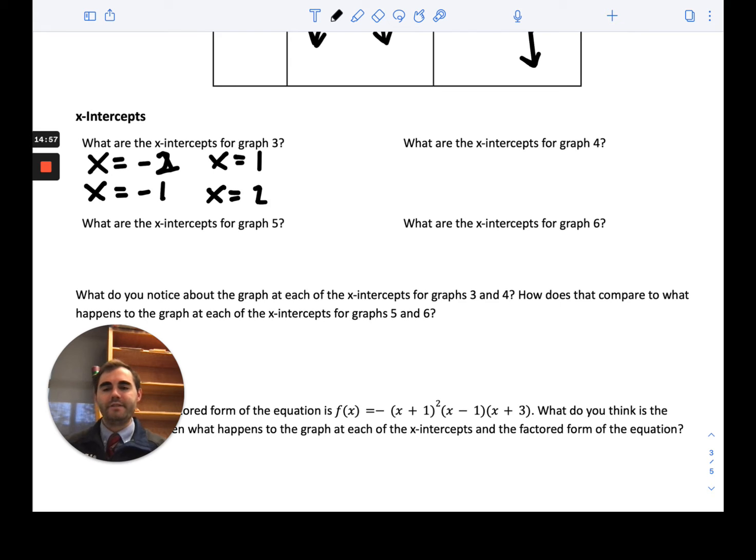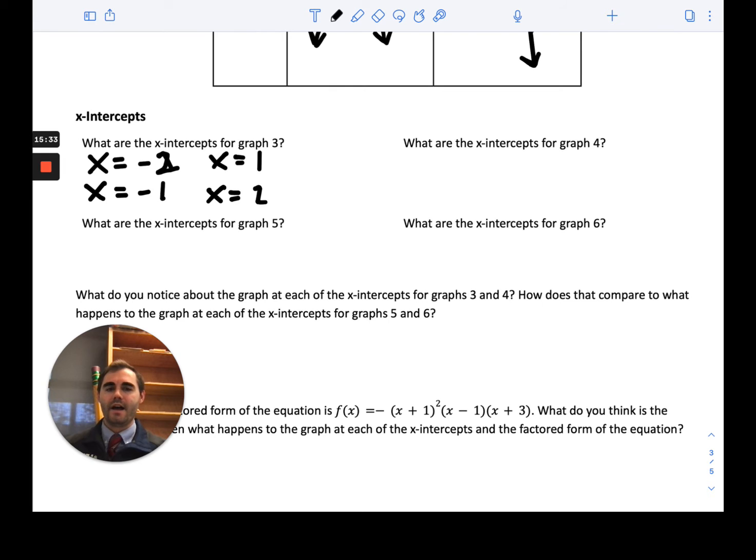So what I want you to do is see if you can figure out what the x-intercepts are for graphs number 4, 5, and 6. Maybe pause the video, see if you can figure those out on your own, and I will try to include on Canvas the answers for these notes, and then hopefully you can see what those other x-intercepts are. But that's essentially what you do to find those x-intercepts. So pause the video, see if you can find those on your own, and then we'll come back together.